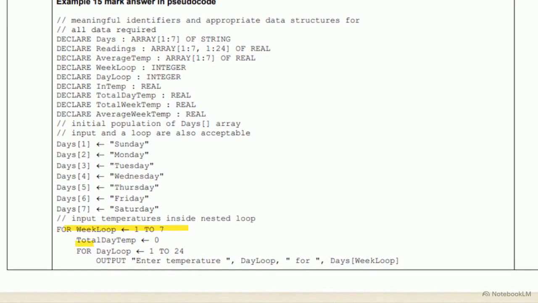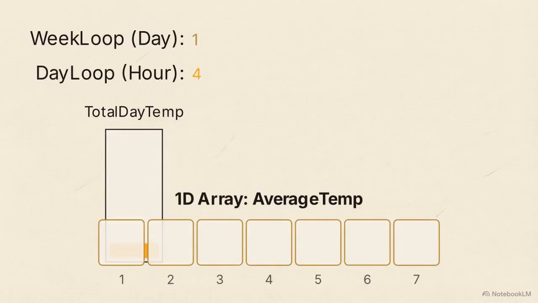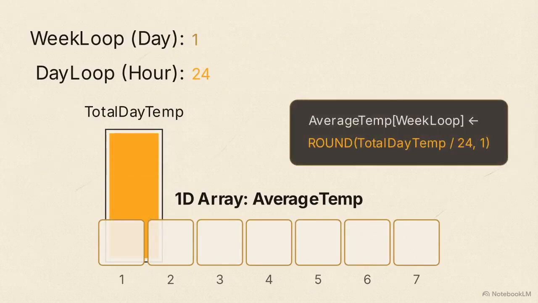The inner loop cycles through the 24 hours within each day. Within the inner loop, each temperature reading is added to a running daily total. When the inner loop finishes its 24 iterations, the program returns to the outer loop to calculate the daily average. This average is then saved into the corresponding index of the 1D array before the outer loop moves to the next day.